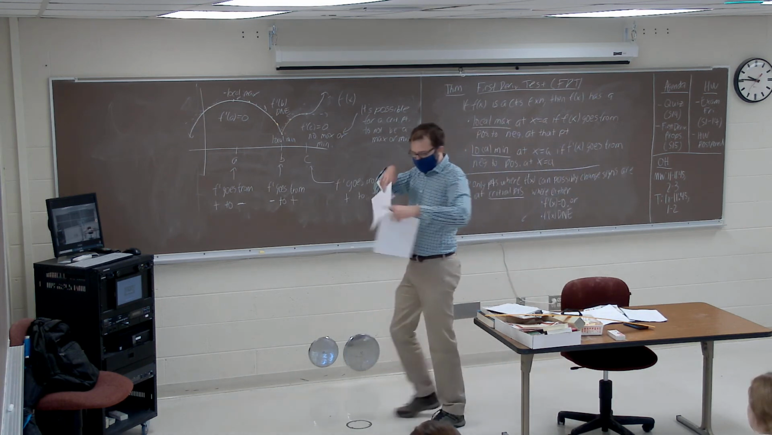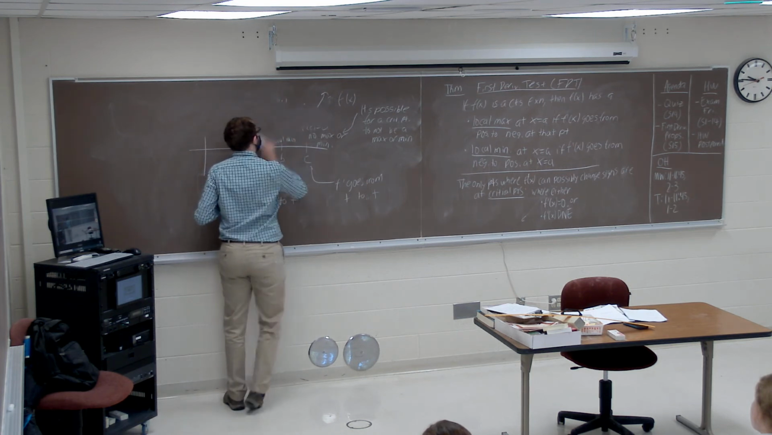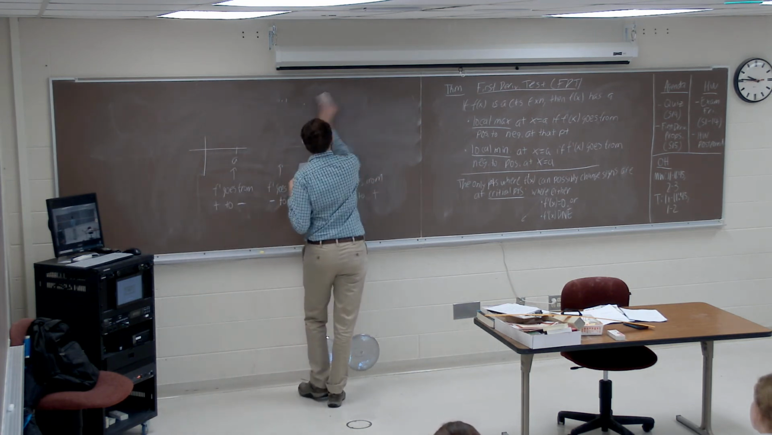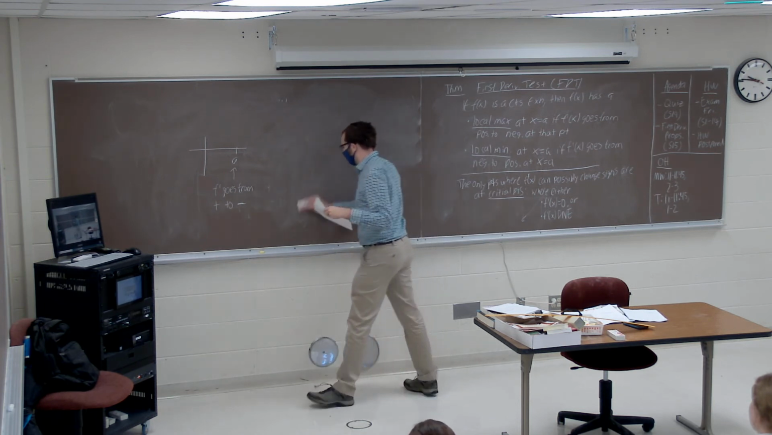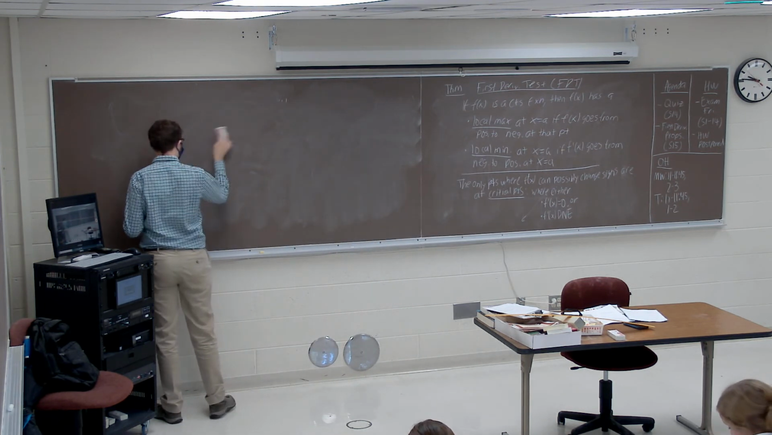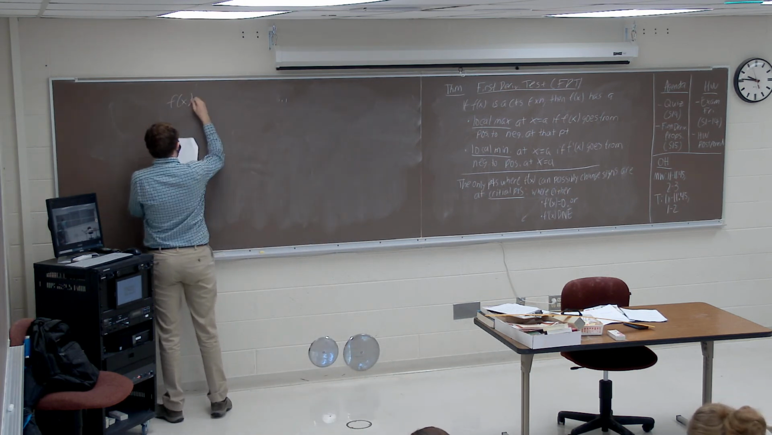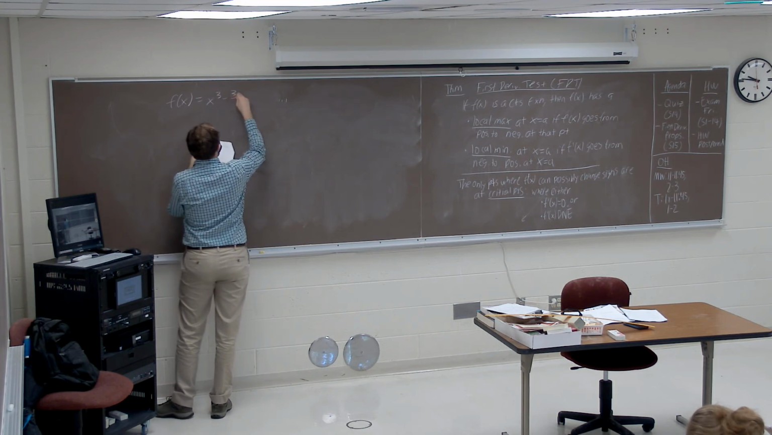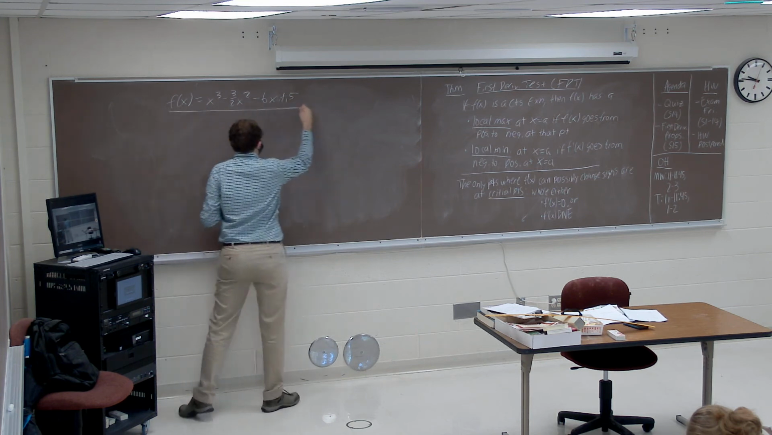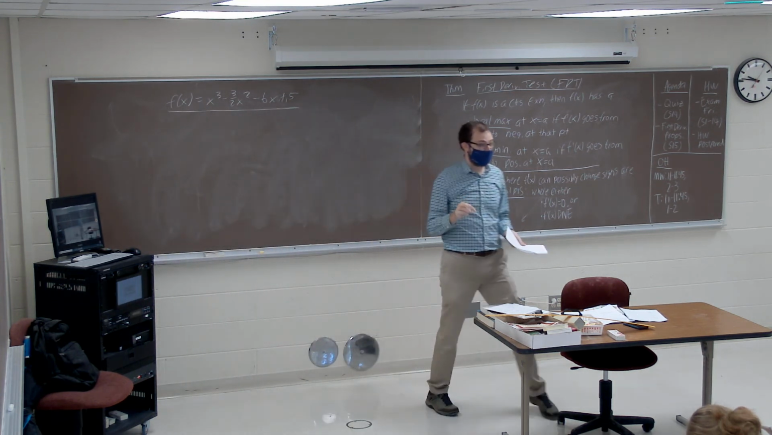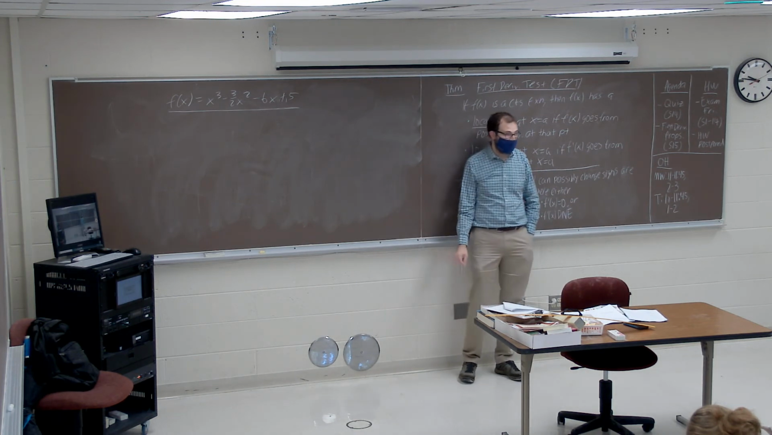We have a function, f of x equals x cubed minus 3 halves x squared minus 6x plus 5. And my question is, how can we find where this function is increasing or decreasing? Where does this function have a local max and or local min?